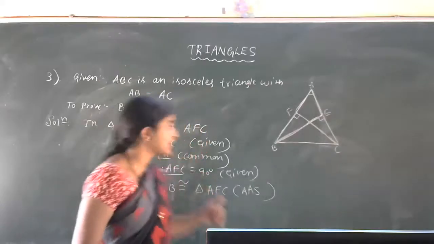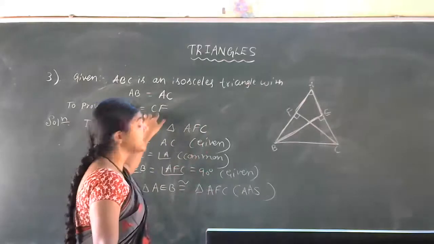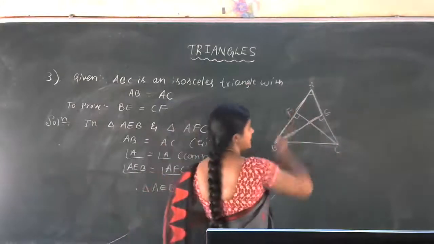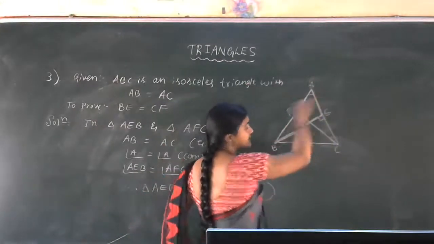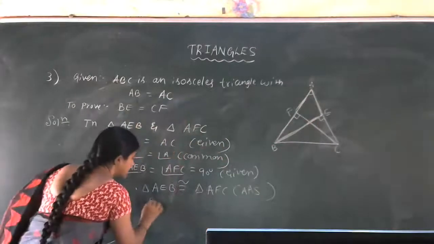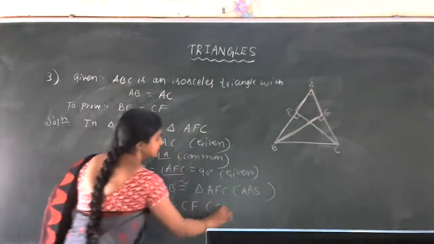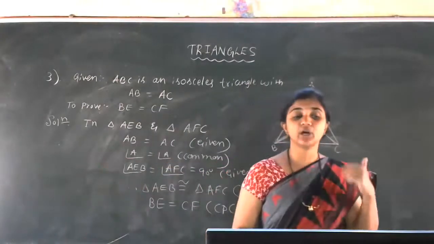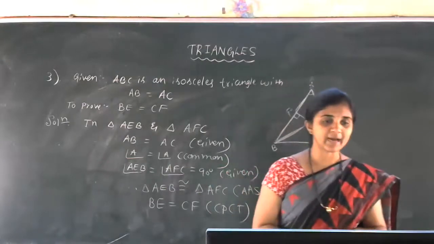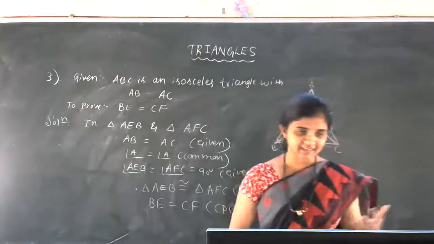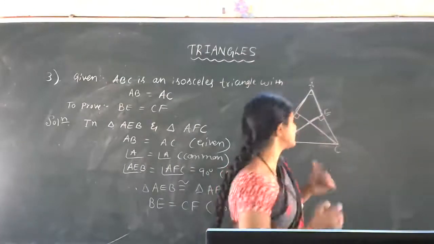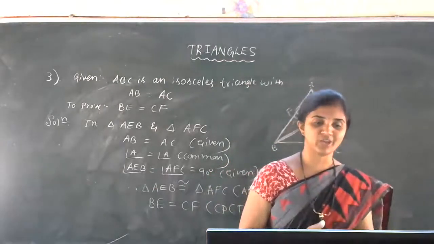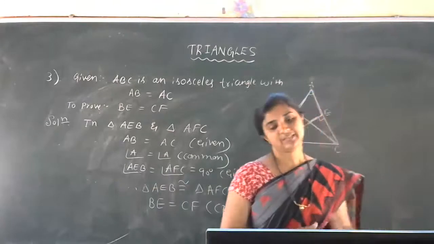Now, what do we have to show actually? We have to show that BE is equal to CF. These two altitudes are equal. Yes, of course. BE is equal to CF, CPCT, because BE and CF are the corresponding parts of the congruent triangles. Is that clear, students? Very simple sum, no? Same to same, you can choose these two triangles also. By applying the same AAS congruence only, you can reach the proof. Is that clear, students? Yes.